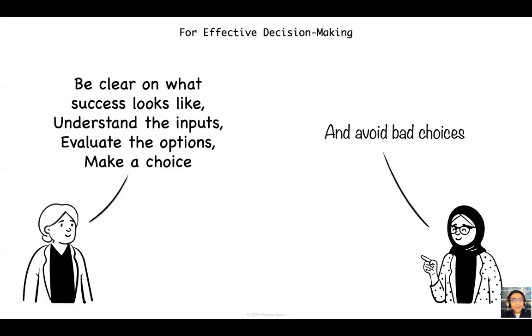So, how do we get to more effective decisions? Everyone understands what the person on the left is saying here about making effective decisions. There are many variants, but it's roughly be clear on what you want to achieve, collect the right inputs, understand them, and then thoroughly evaluate the options before you pick one of them. That's all well and good, but what the person to our right is saying is equally important, and that is to avoid making bad choices.